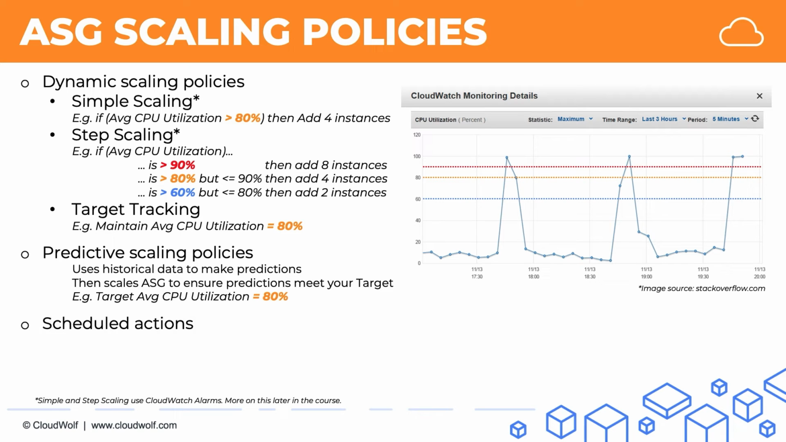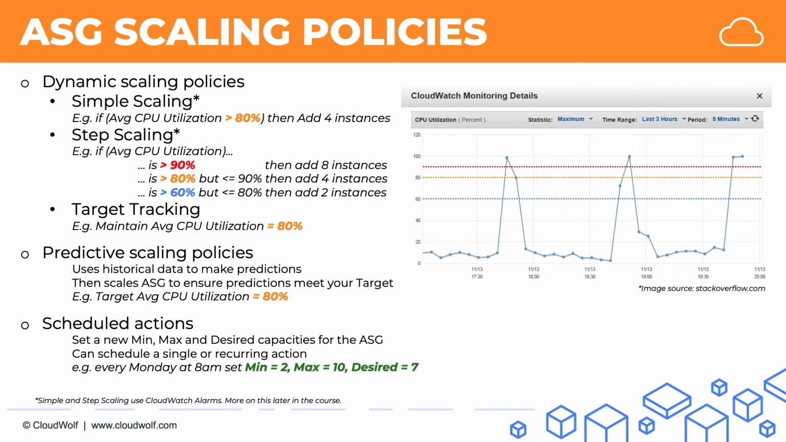And the last category are the scheduled actions. These are quite straightforward. You can set a minimum, maximum, and desired capacity for your auto-scaling group. You can do this as a scheduled single or a scheduled recurring action. For example, every Monday at 8 a.m., set the minimum to 2, max to 10, and desired to 7.